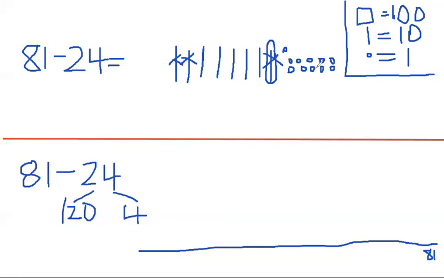Now I'm able to cross out the 4 ones that I need to subtract. So if I subtract 1, 2, 3, 4, whatever was left is my difference. So I have 10, 20, 30, 40, 50, 55, 56, 57.